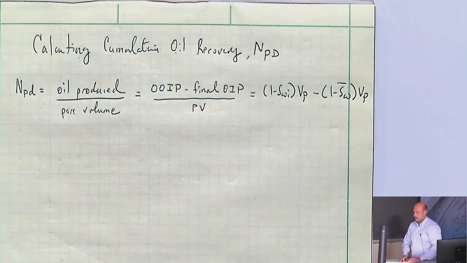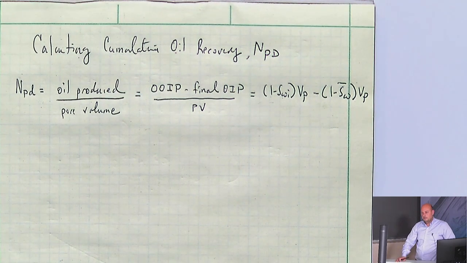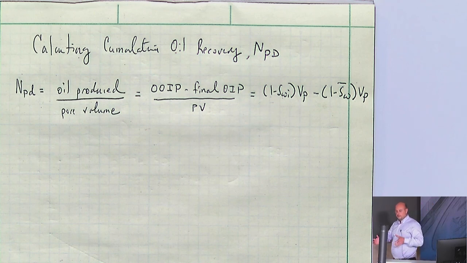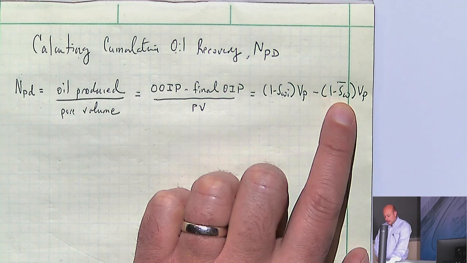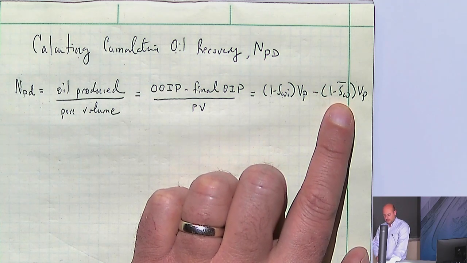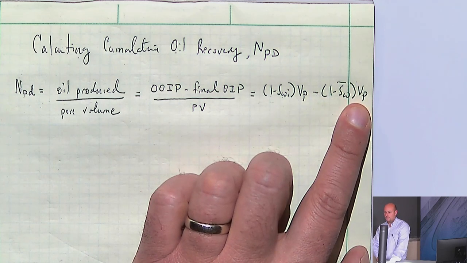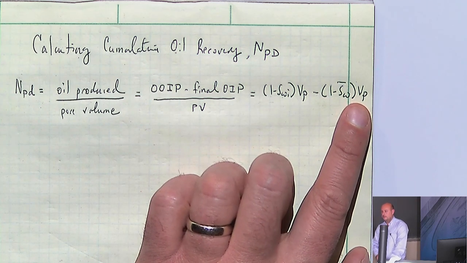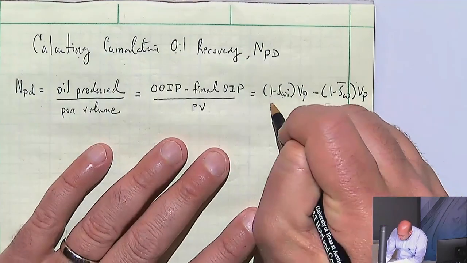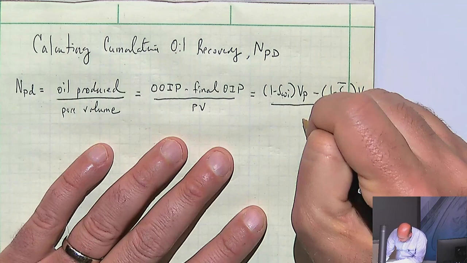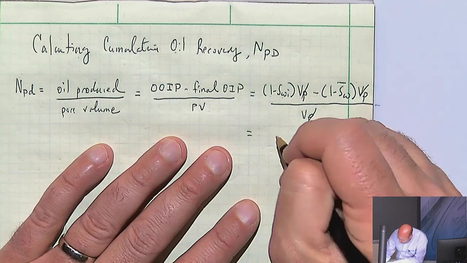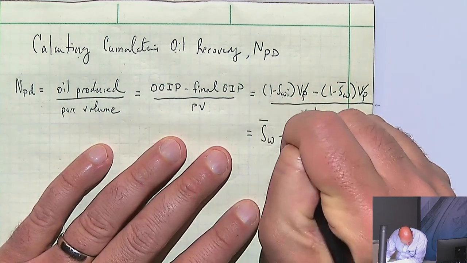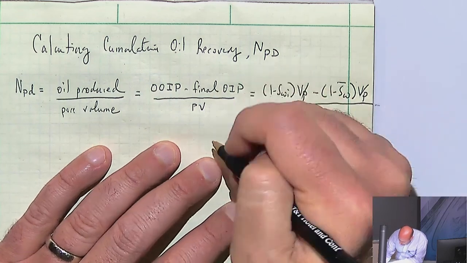Now, what do I mean by that? SW bar is the average water saturation. That can and it will be different at different locations in the reservoir, but it's the average water saturation. So this is the average water saturation at the end. 1 minus the average water saturation is the average oil saturation. So the average oil saturation times the pore volume is the amount of oil in barrels that's in the reservoir. And I'm going to divide by VP. Of course, these cancel. If you rewrite this, the ones cancel and you get SW bar minus SWI. This is NPD.